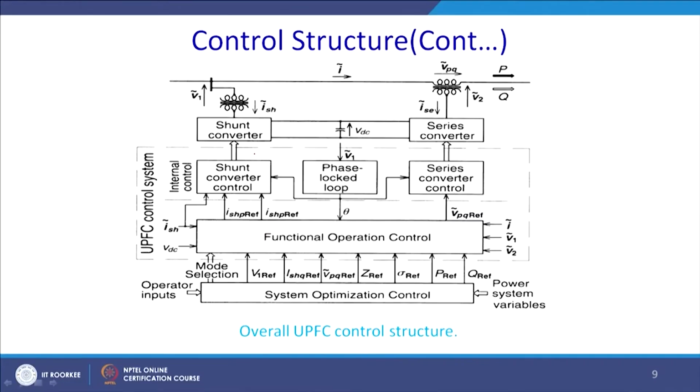Essentially, this is shunt compensation. So, you have a reference of ISH that requires to be injected, and you require to maintain the DC bus voltage. You have operator inputs and the power system variables, and they will feed the data of V1 reference, ISH reference, that is VQ, the injected voltage reference, impedance reference, conductance reference, power reference, or the reactive power reference, and these are the actual values required to be sensed.